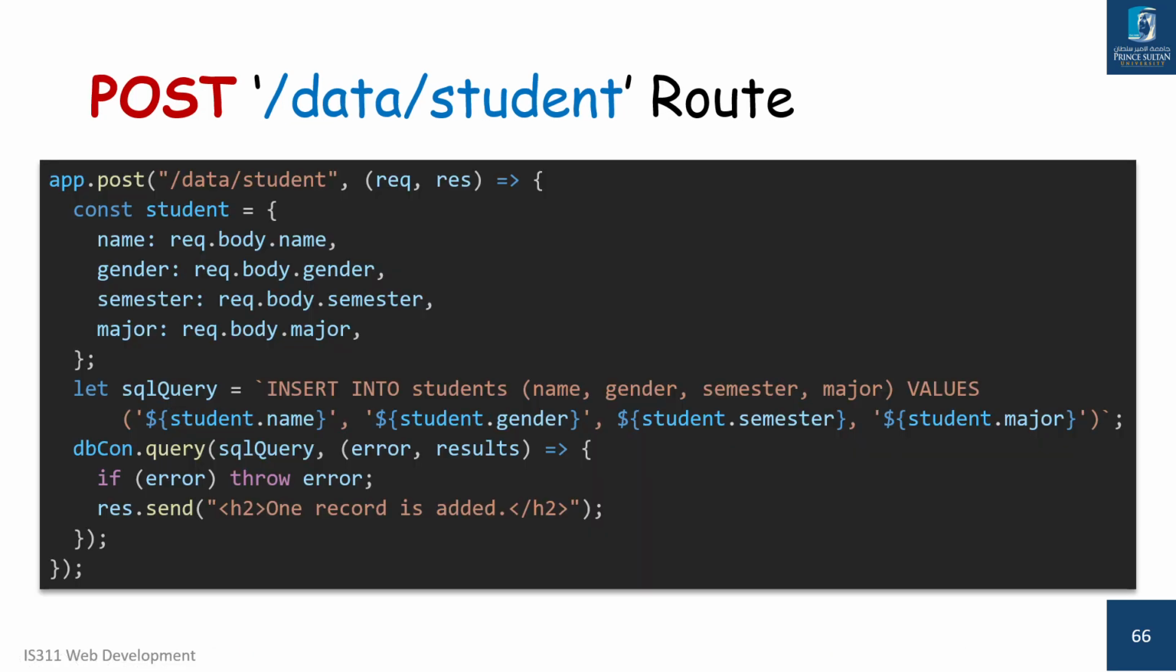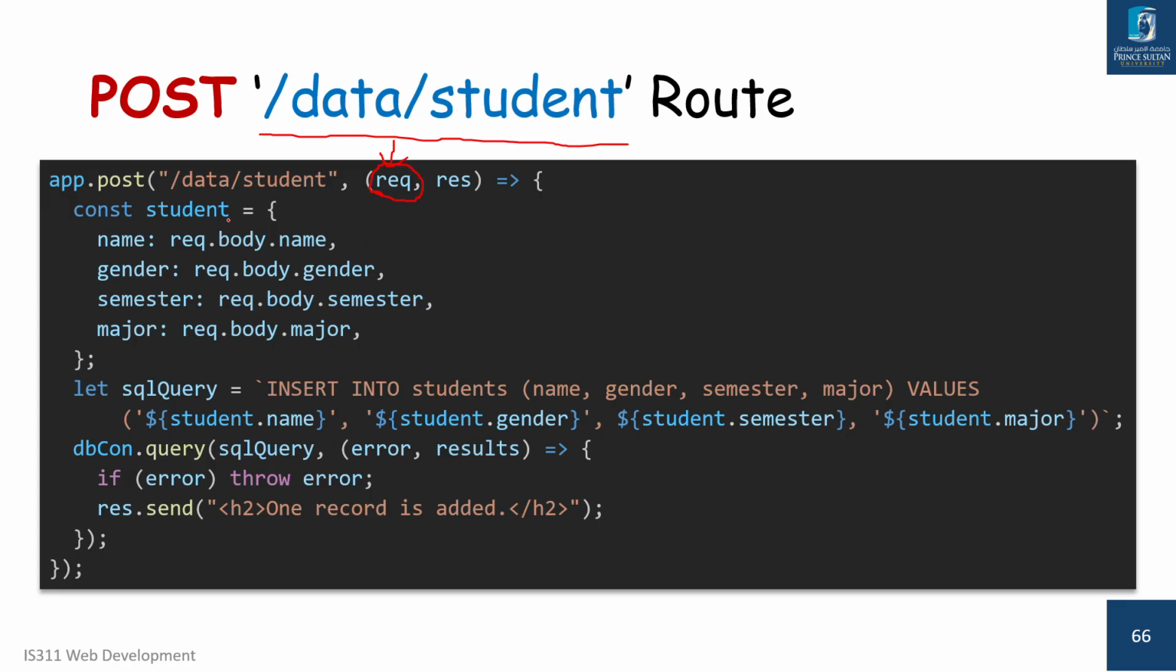The next request that we want to implement is a POST request, and we are going to send that request on the specific URL slash data slash student. Because now we want to insert a new record, we need to add some data inside the request. That request will contain the new information that we will be using to create a new record.